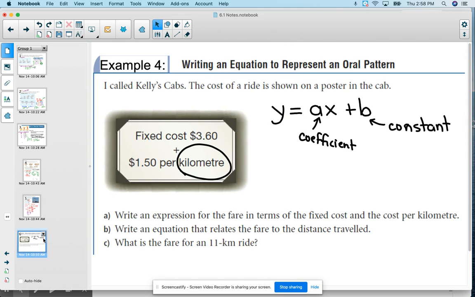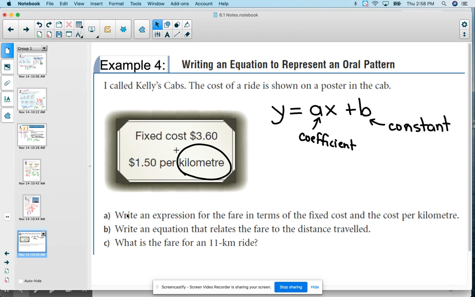Okay, our last question. Write an equation to represent a pattern. So basically, given a word problem, you need to be able to write an equation from it. If you called Kelly's Cabs, the cost of the ride is shown on the poster in the cab. Here's the poster. Fixed cost is $3.60. Cab rates have gone way up since this, but they usually also charge you for distance traveled. So in this case, they're charging you $1.50 per kilometer.